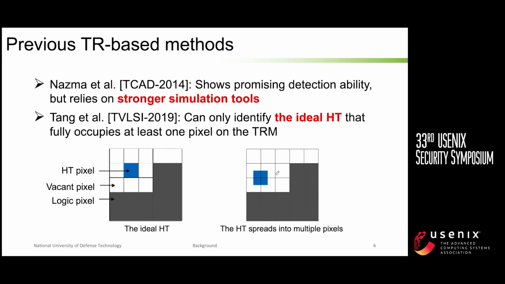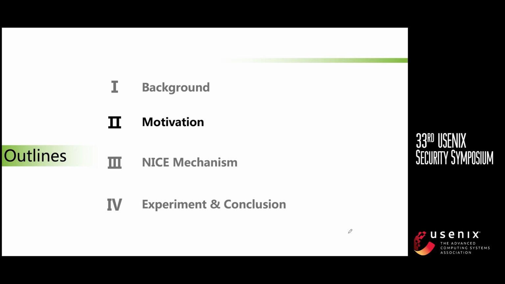Despite their potential, existing TR-based methods are designed for ideal HTs that fully occupy at least one pixel in the TRM. However, in reality, HTs often spread out across several pixels. For instance, as you can see in this figure, some HTs only take up part of a pixel. When that happens, maybe the existing methods do not work so well. So our study focuses on how to detect these subpixel HTs.